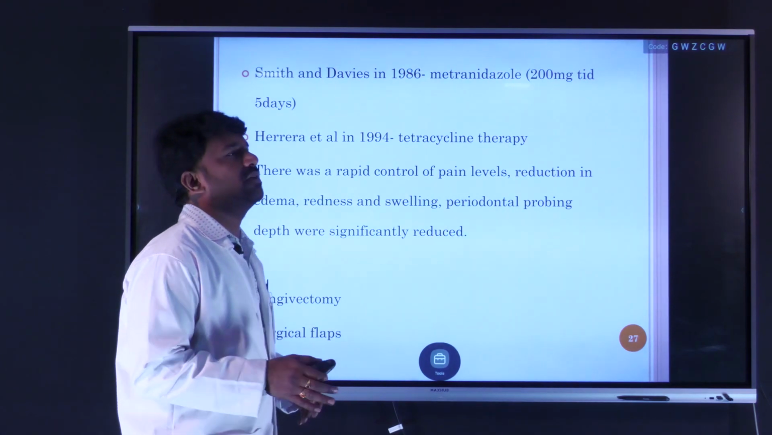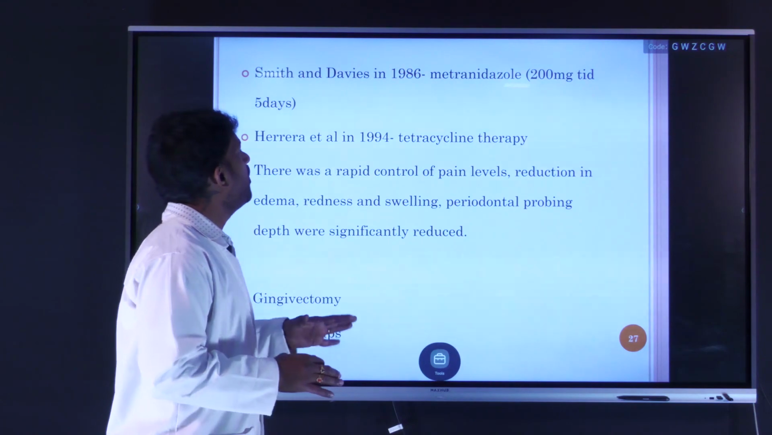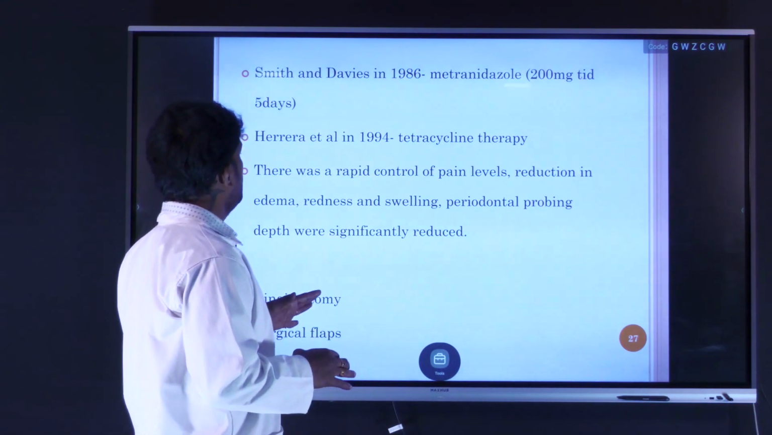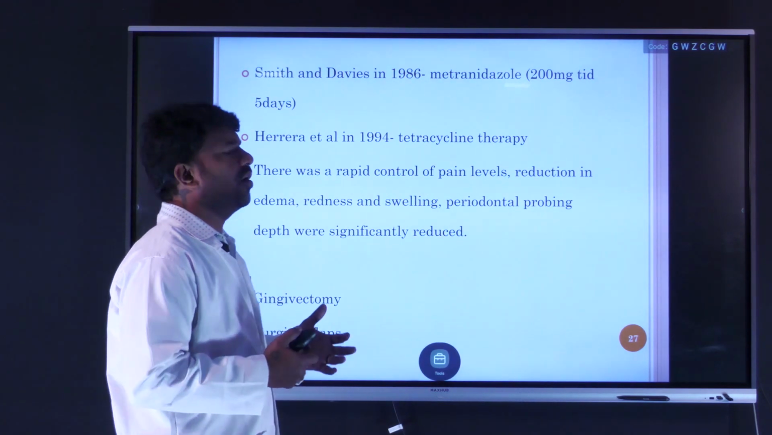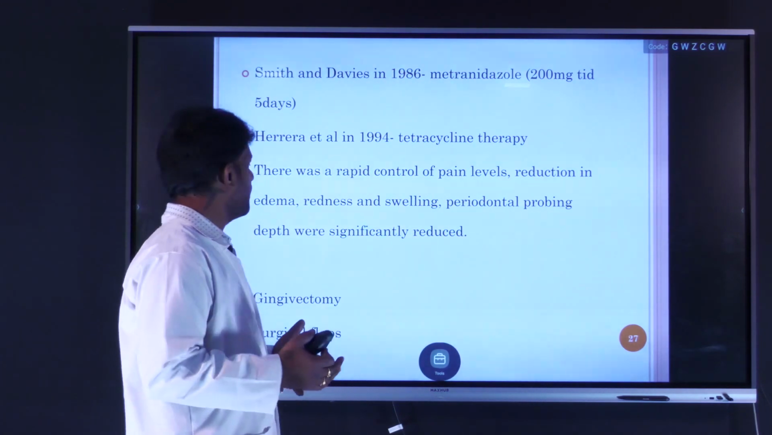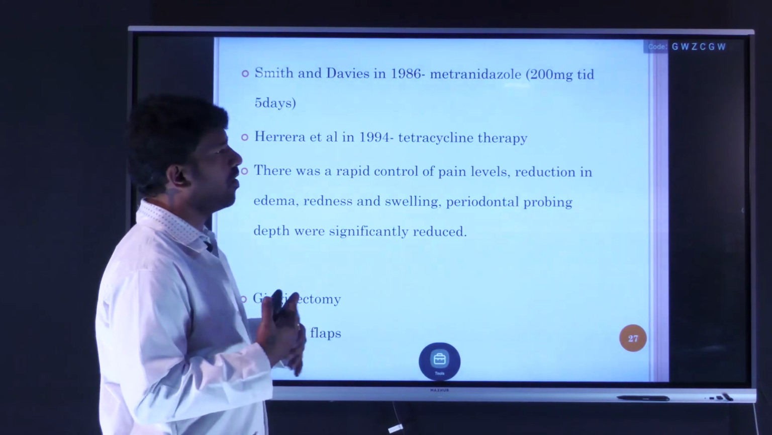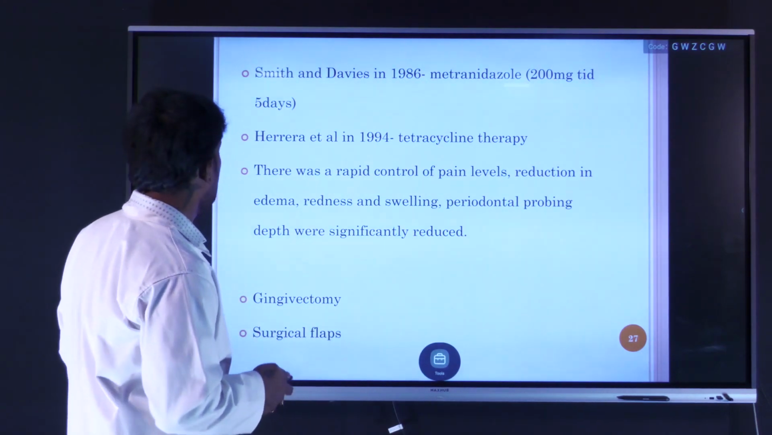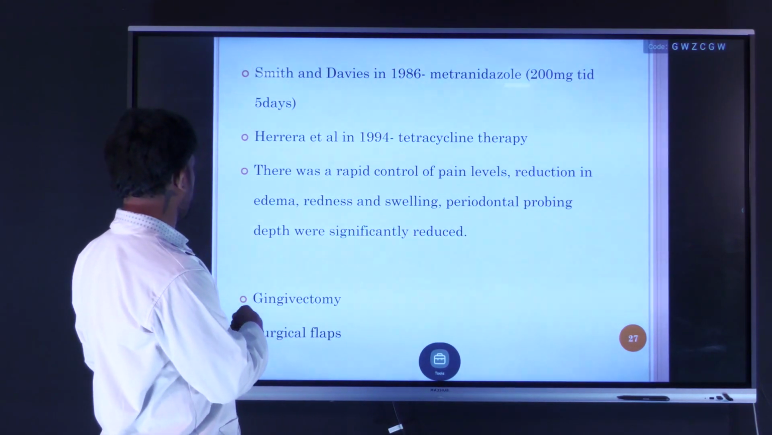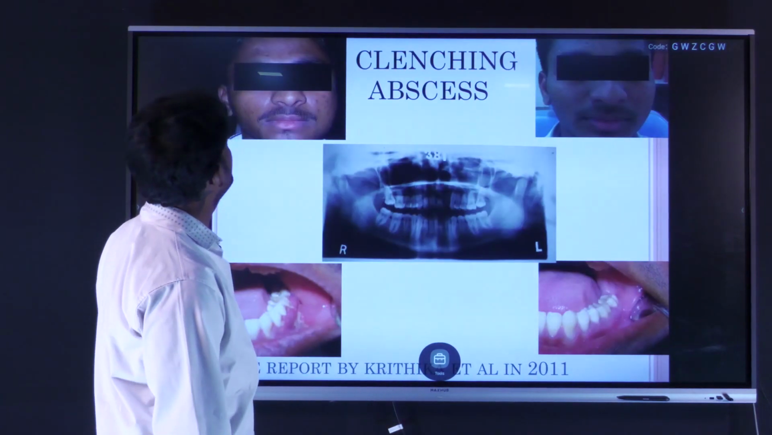Some others tested metronidazole and tetracycline along with amoxicillin, where pain levels were controlled using a pain scale of 1 to 10. Based on the patients, they came to the conclusion that these are also effective along with mechanical therapy. If at all surgical, these two interventions are for surgical: one is gingivectomy and the other is surgical flaps.